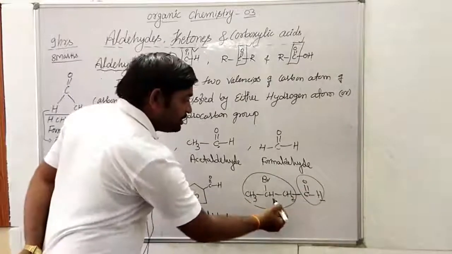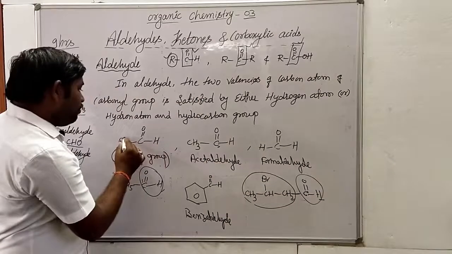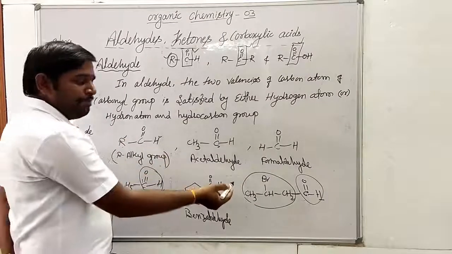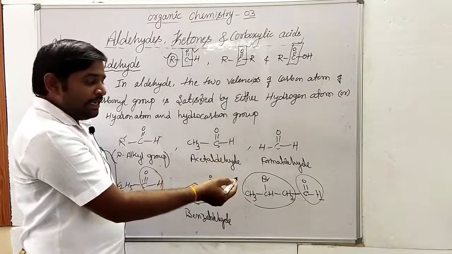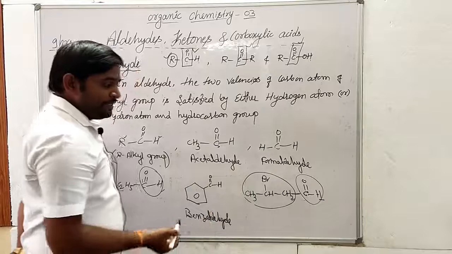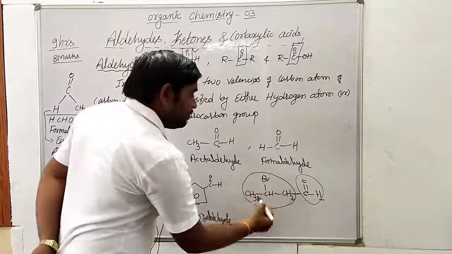So now this is an alkyl group, this is hydrogen. One is an alkyl group, another one is a hydrogen atom. Either a simple alkyl group or a complicated, heavy, bulky alkyl group may be present at the carbon atom valency. So now, what is this molecule?